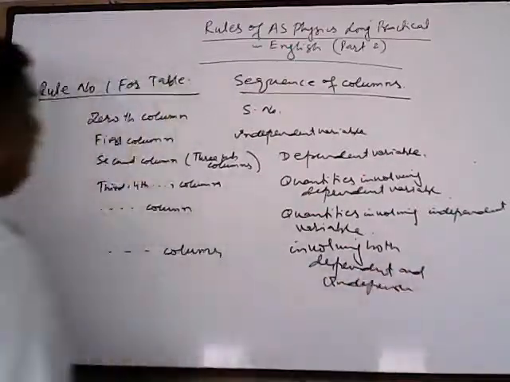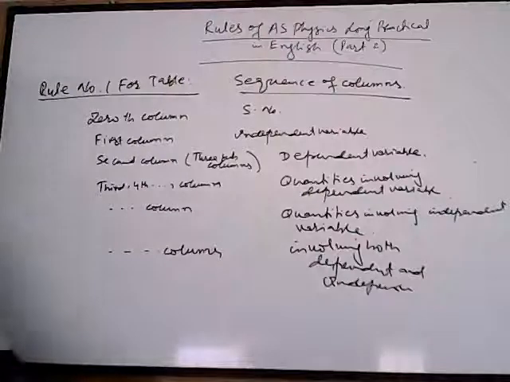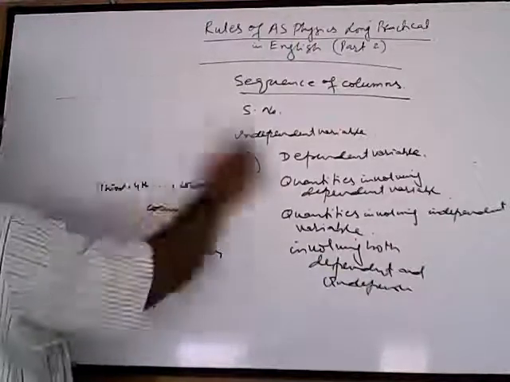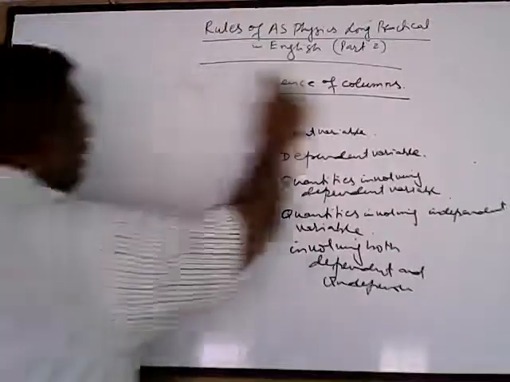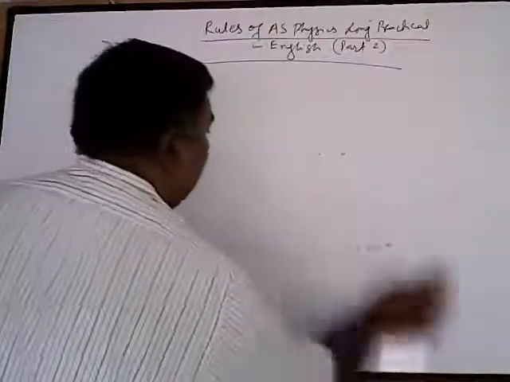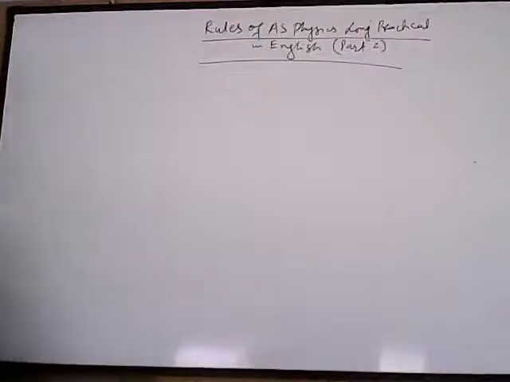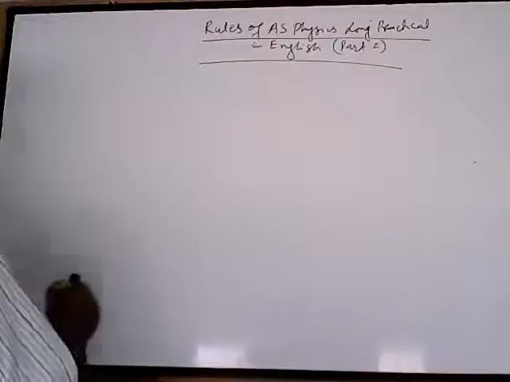Now I'll explain it. The last column is always told by the examiners. Examiners tell us which should be the last column. For example, suppose in a simple pendulum practical, it may not be a real case, but I'm just giving an example to make clear how the sequence of the columns must be.